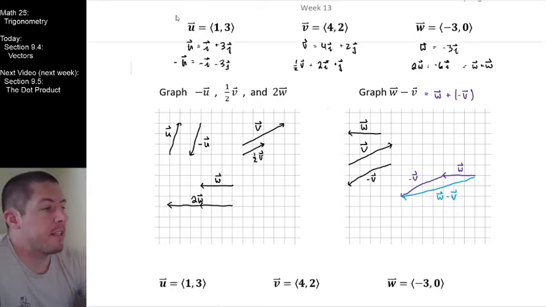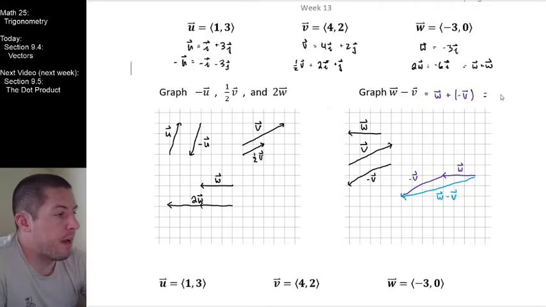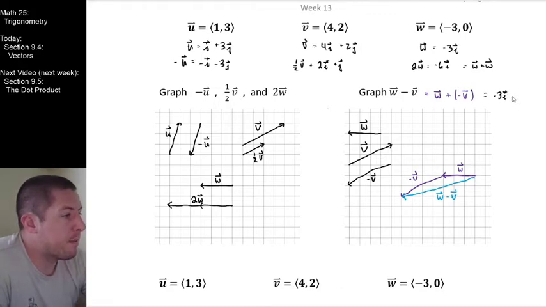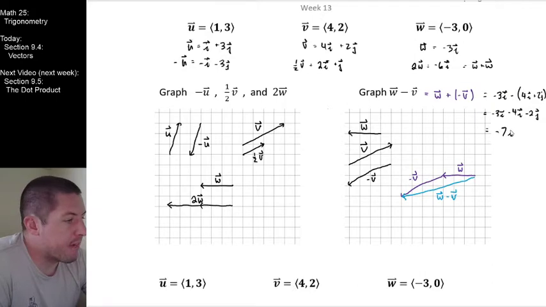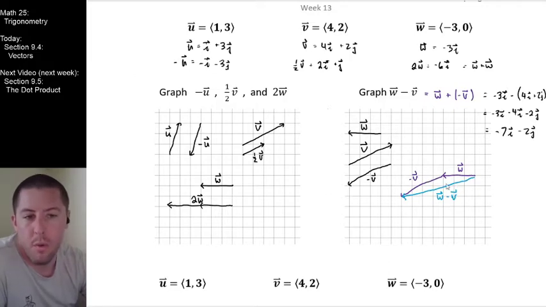All right. And we can check this out mathematically over here by just doing our little bit of addition or subtraction, however you want to think about it. Our W vector was the negative 3i vector minus the V vector, which was the 4i 2j. That should be negative 3i minus 4i minus 2j. And that should be giving me negative 7i minus 2j. And we can, in fact, see here that we did go 1, 2, 3, 4, 5, 6, 7 units left and 2 units down. So it looks like that is in total agreement with what we managed to graph right here.